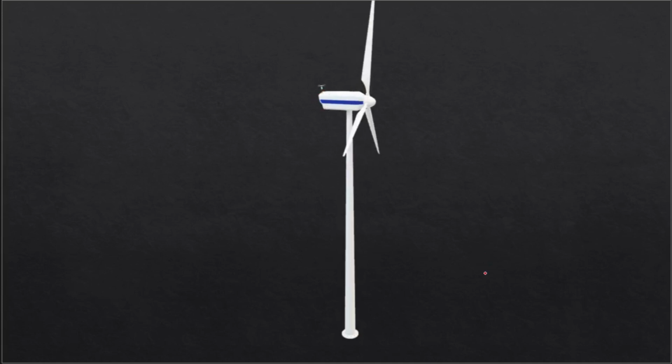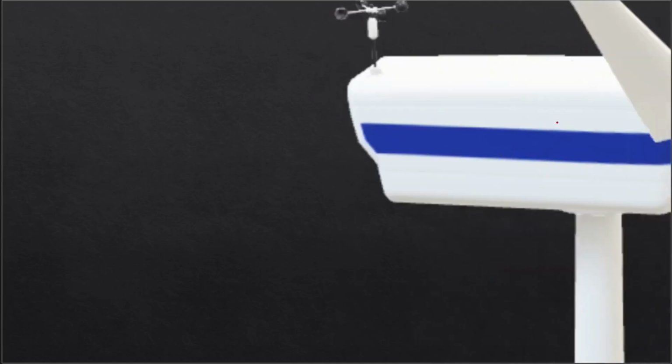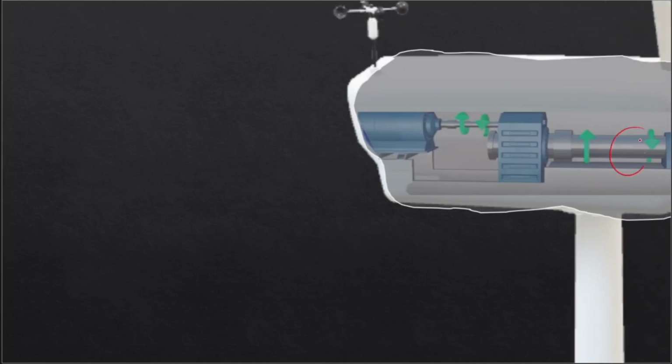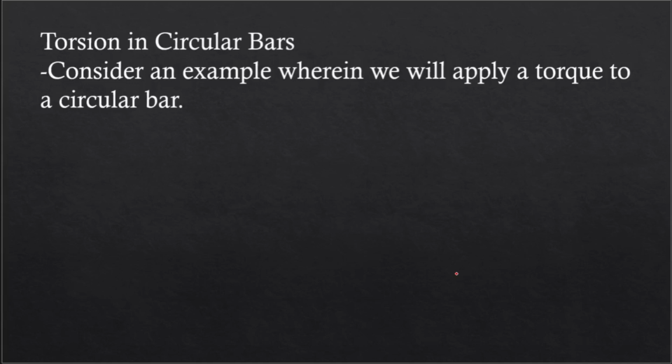Let's take a closer look, and let's try to reveal what's inside. We'll be able to see this. These are the shafts, and from the turbine, it will transmit power to the generator. And so these are some real-life applications of torsion. However, in this discussion, we'll focus on the torsion in circular bars.